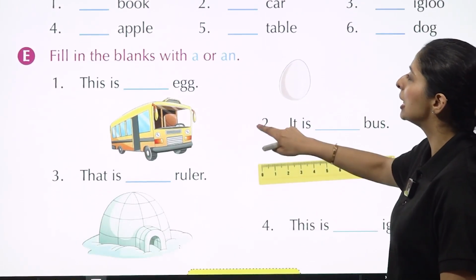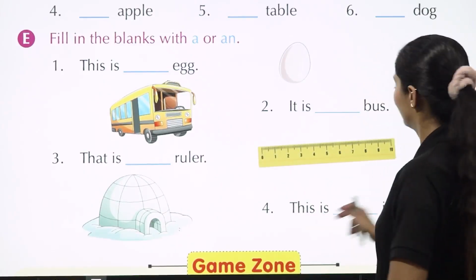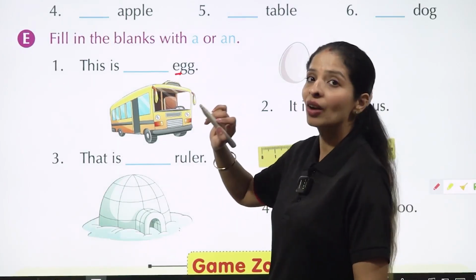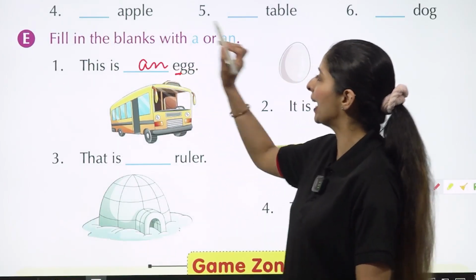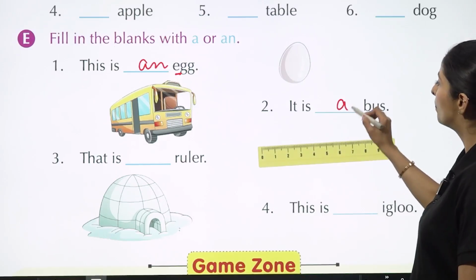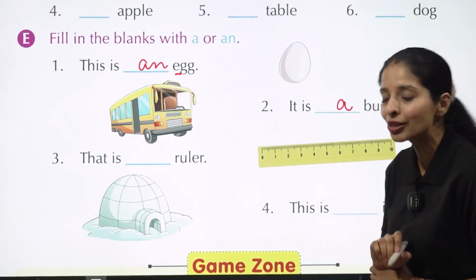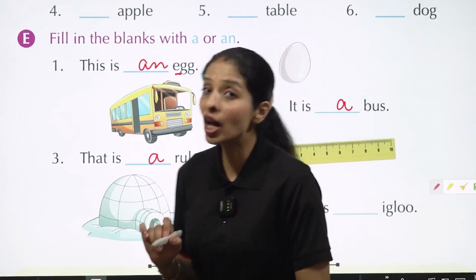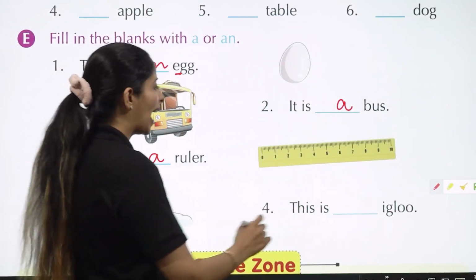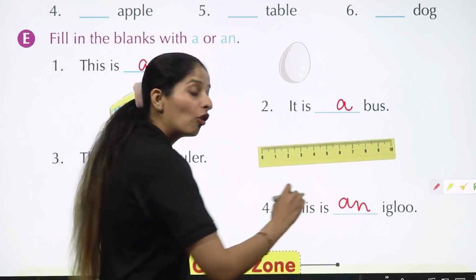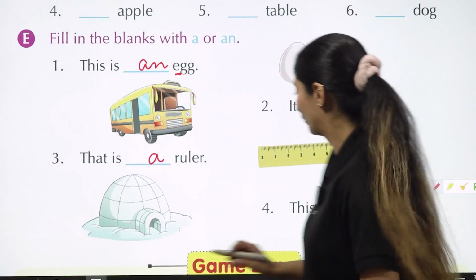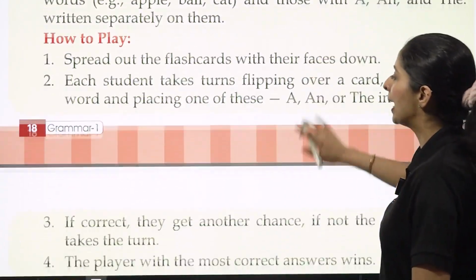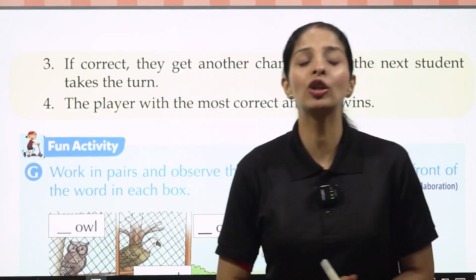Now fill in the blanks with a or an. Here, E is a vowel. This is an egg. This is a bus because B is a consonant. This is a ruler because R is a consonant. This is an igloo because I is a vowel. Now next up, a game zone is given to you. You can play this. This is a fun activity.